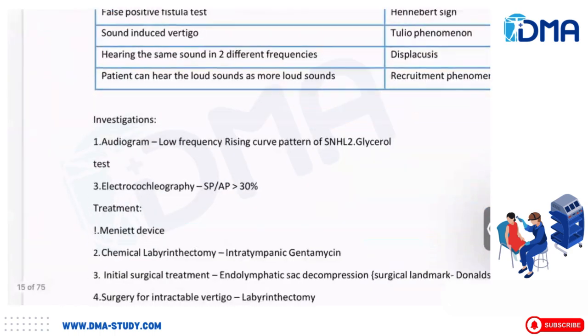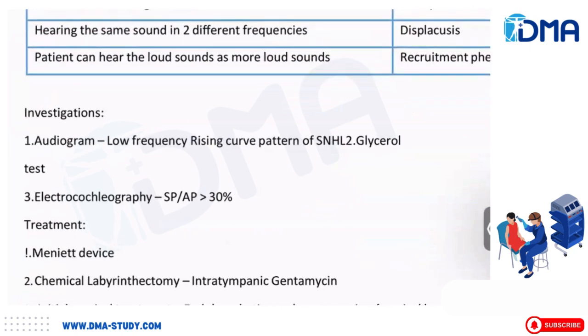What are the investigations for Meniere's disease? If you take an audiogram, there will be a low frequency rising curve pattern of SNHL. So it is a rising curve, low frequency. The glycerol test will be positive.